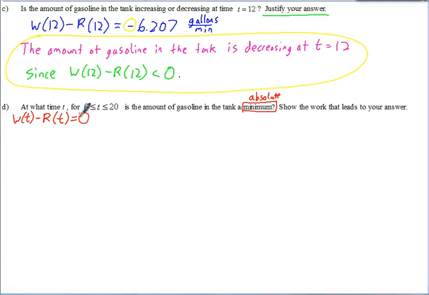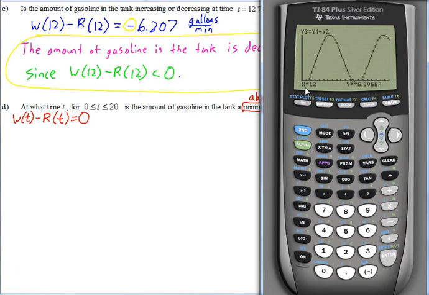So let's take a look at our graph here using the 84. Again, this is the graph of W(t) minus R(t), so you can see it starts out negative, goes to positive, and then back down to negative and back to positive. If you want to see that a little better, I can make my y minimum a little smaller. Negative 50. There we go. So again, we draw our number line here. We can see, looking at the y values, it's negative, then positive, negative, and then positive.